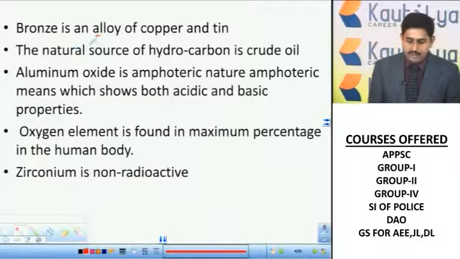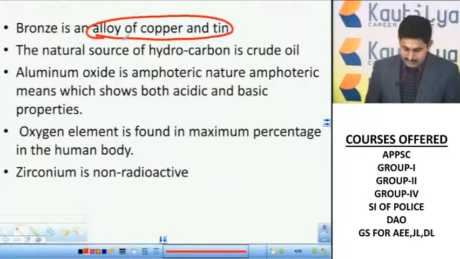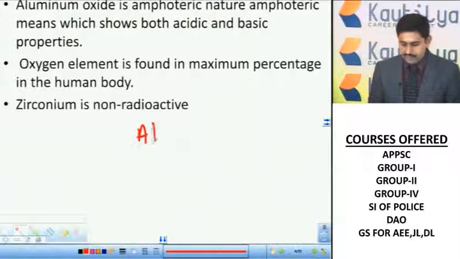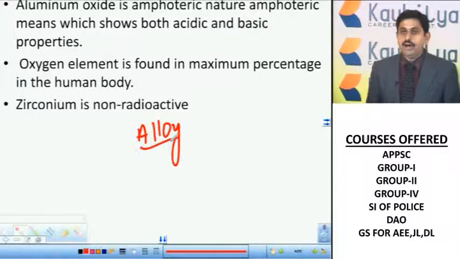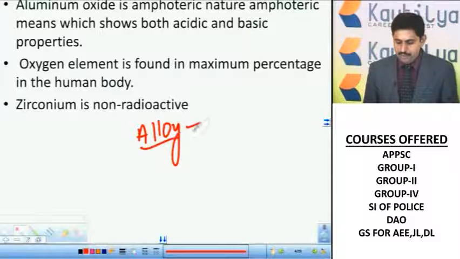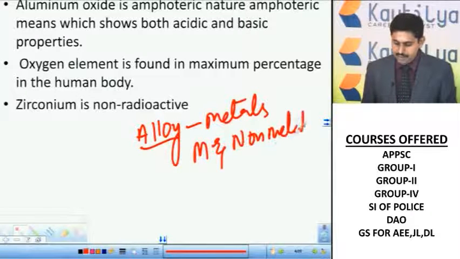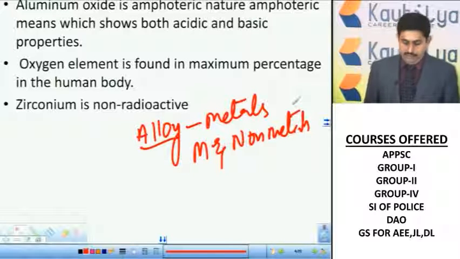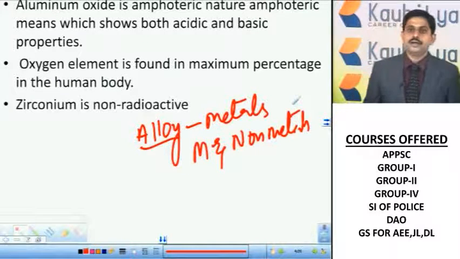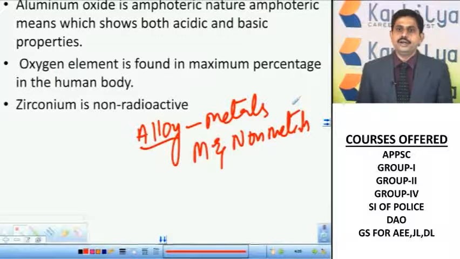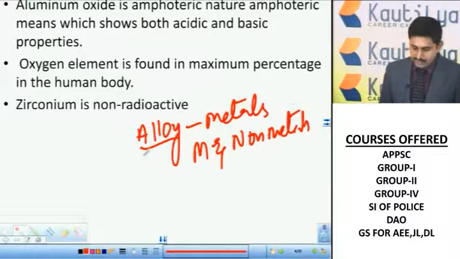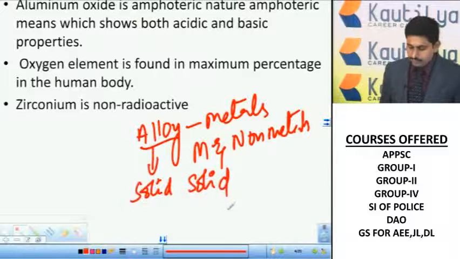Bronze is an alloy made up of copper and tin. See, what is an alloy? We have discussed alloy already in the mixture topic. An alloy is a mixture made up of metals, a combination of different types of metals, or a combination of metals and non-metals. We have discussed different types of solutions like true solution, colloidal solution, and suspension. Along with that, alloy is actually a solid solution. That means it consists of a solid solute and a solid solvent.